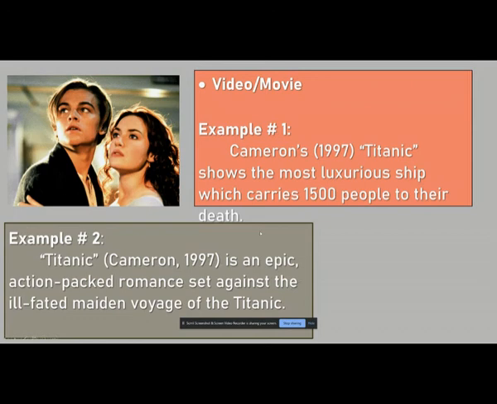So after that, you can follow with your paraphrased caption. So it's an epic action-packed romance set against the ill-fated maiden voyage of the Titanic. Or you can use: shows that most luxurious ship, which carries 1,500 people to their death.